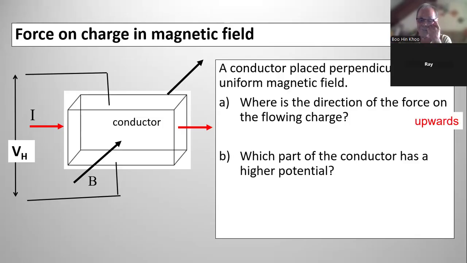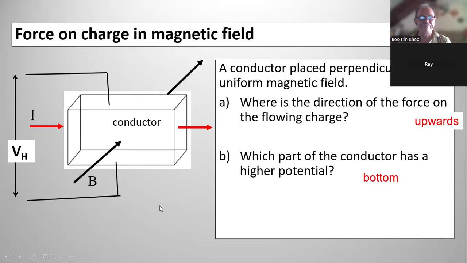Which part of the conductor has a higher potential? Remember, the force acts on the electron. The force is upwards, so it's acting on the electron. So the electron will be deflected to this side. So this side will be higher potential, this side will be positive.